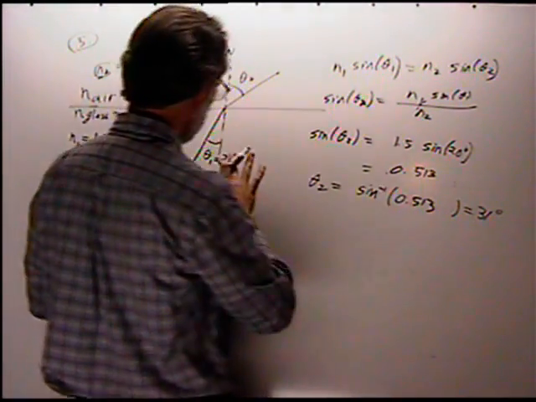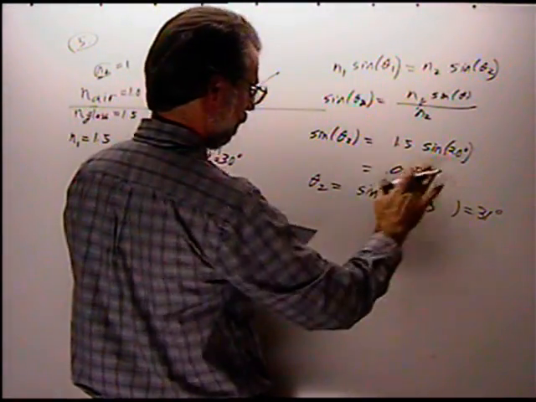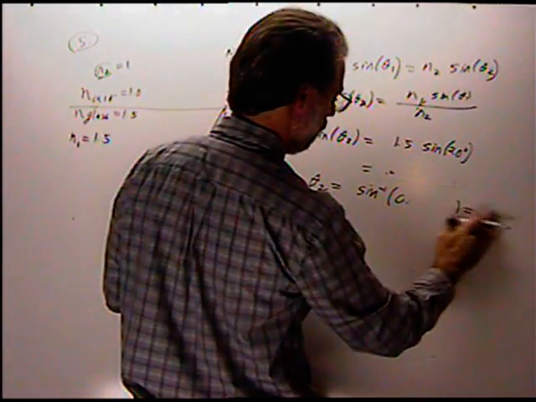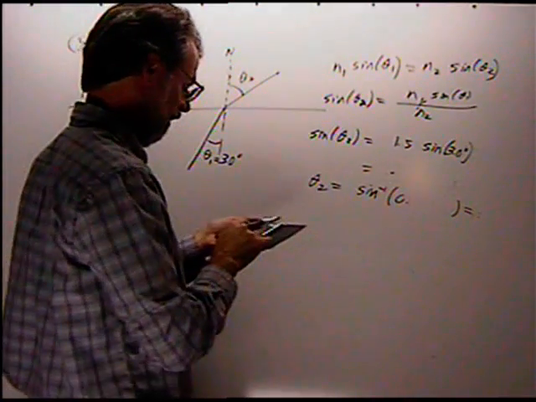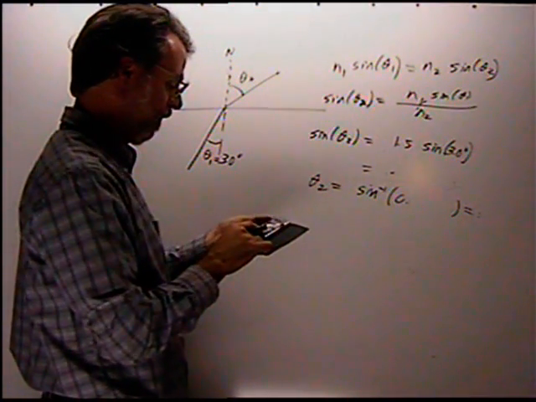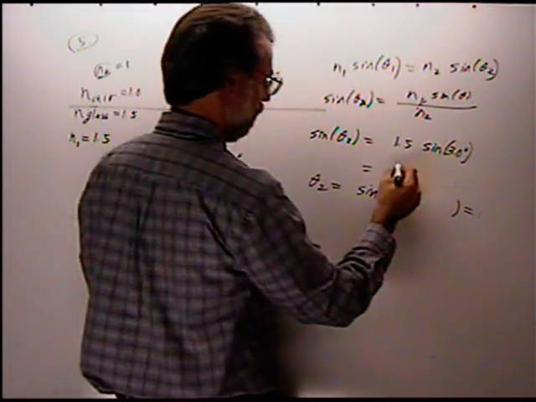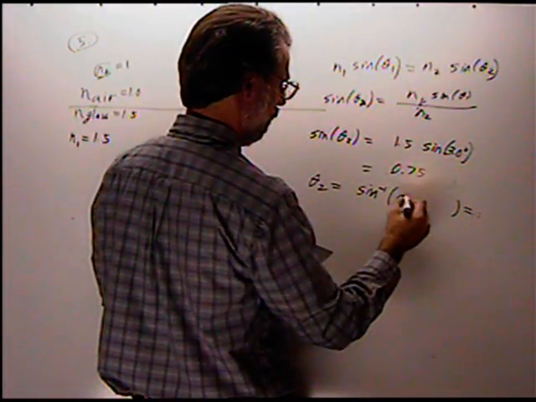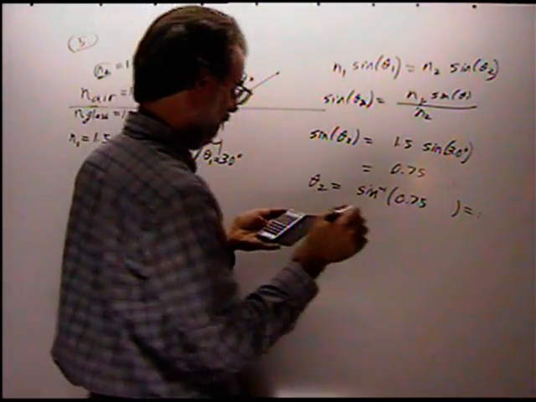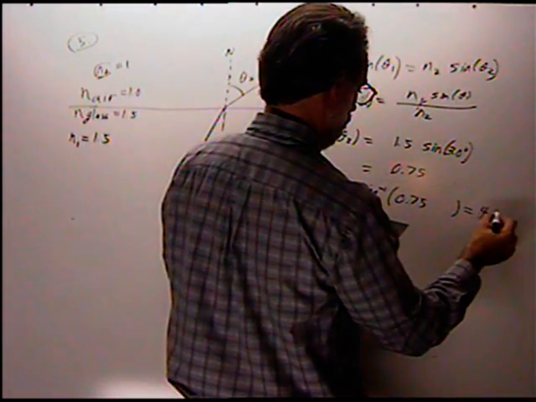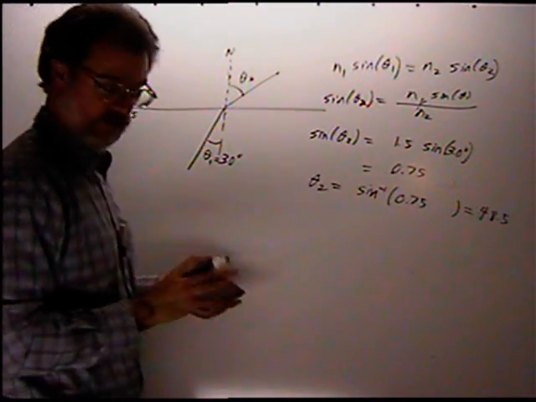Let's increase it some more, to 30 degrees. You may be able to see where I'm going with this, but maybe not. I take the sine of 30 degrees times 1.5, and I get 0.75. I take the arc sine of 0.75, and I get 48.5. So far, so good.